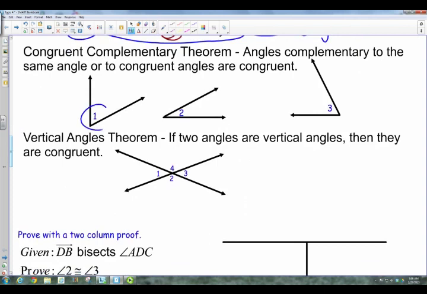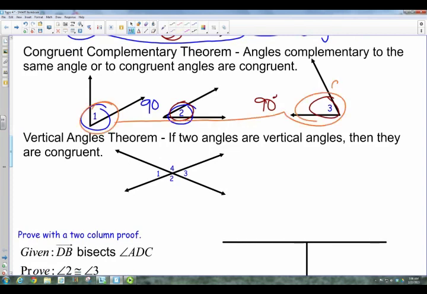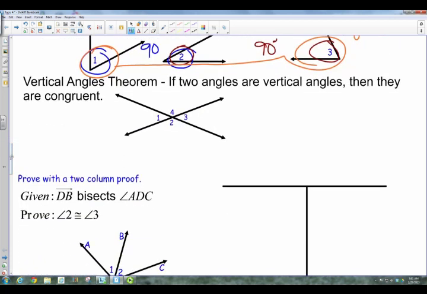The congruent complementary, very similar. If angle 1 and angle 2 add up to 90, angle 2 and angle 3 add up to 90, then what that means is angle 1, angle 3 are congruent. Okay, so if two things are complementary or supplementary, they would be congruent to a second angle, so long as it is complementary or supplementary as well.